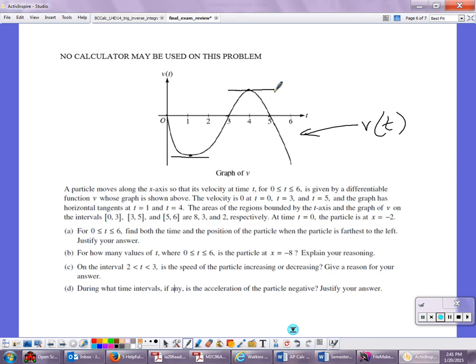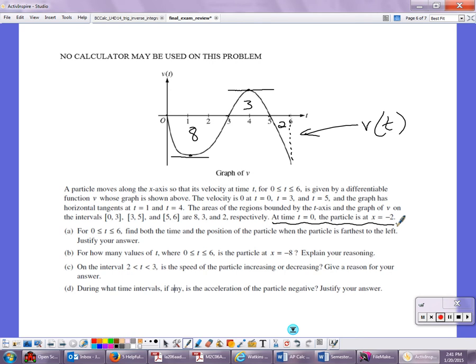What else does it say? The area of the regions bounded by the t-axis and the graph of v on the intervals 0 to 3, 3 to 5, and 5 to 6 are 8, 3, and 2 respectively. So this is 8, 3, and then this over here is 2. These are the areas between the curve and the x-axis. And at time t equals 0, the particle is at x equals -2. Most people missed that, including me the first time. So that's something to pay attention to.